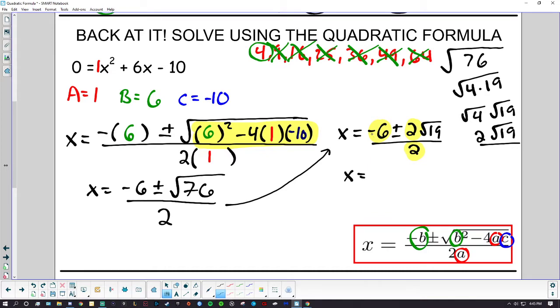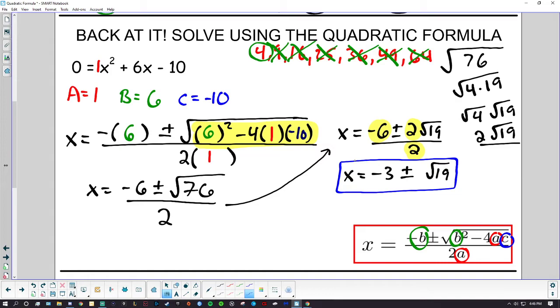X equals negative 6 divided by 2 is negative 3. 2 divided by 2 is 1. Don't forget that square root of 19. 2 divided by 2 is 1. If we have a denominator with a 1, we don't even need that. We can get rid of it. What else can I erase? Ah, you're right, I can erase this 1 too. So this is my answer: negative 3 plus or minus the square root of 19.